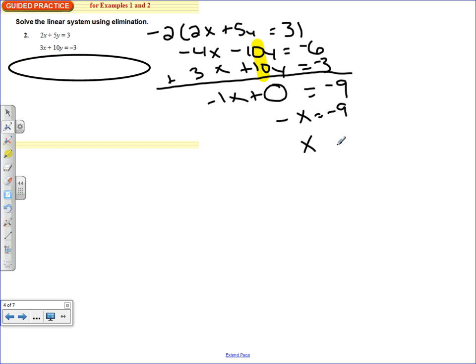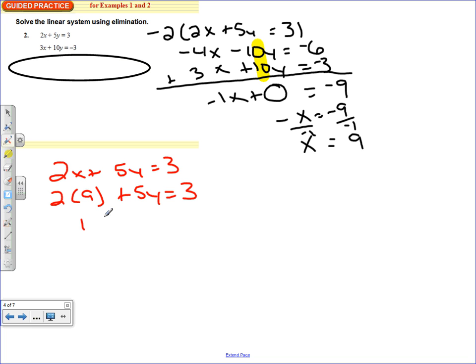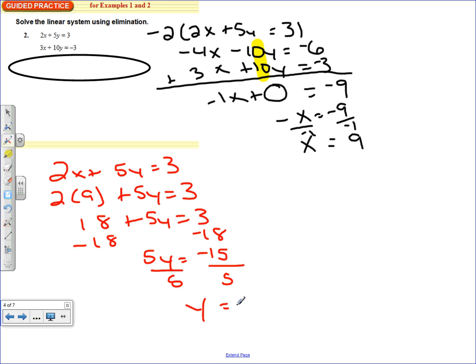We want to know what positive x is, so we divide both sides by a negative 1, and we end up with x equals 9. Once we have that, we substitute it back into either of our equations. I'm going to work with the first equation, 2 times 9 plus 5y equals 3. 18 plus 5y equals 3. Subtract 18 from both sides. 5y equals negative 15. Divide both sides by 5. Y equals negative 3. So our coordinate point is 9, negative 3.